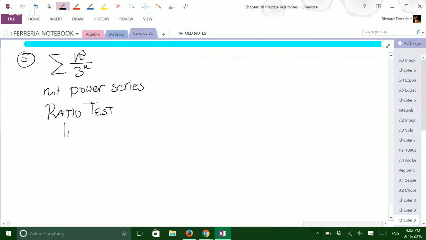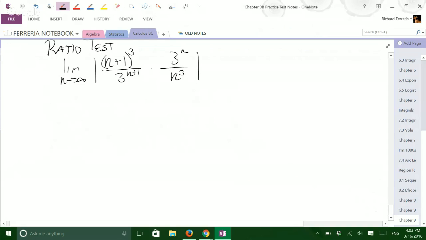So we'll take a limit. That's n plus 1 cubed over 3 to the n plus 1, times 3 to the n over n cubed. Again, you don't have to force it to be less than 1. You just want to know what that limit is.